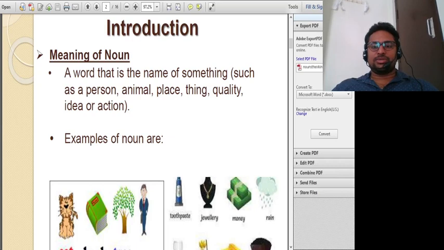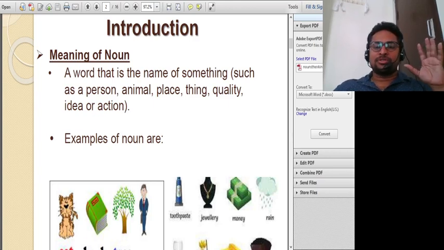Today we are going to discuss parts of speech in English. Based on the form and the function, we have 8 parts of speech in English. They are nouns, pronouns, verbs, adjectives, adverbs, prepositions, conjunctions, and interjections.